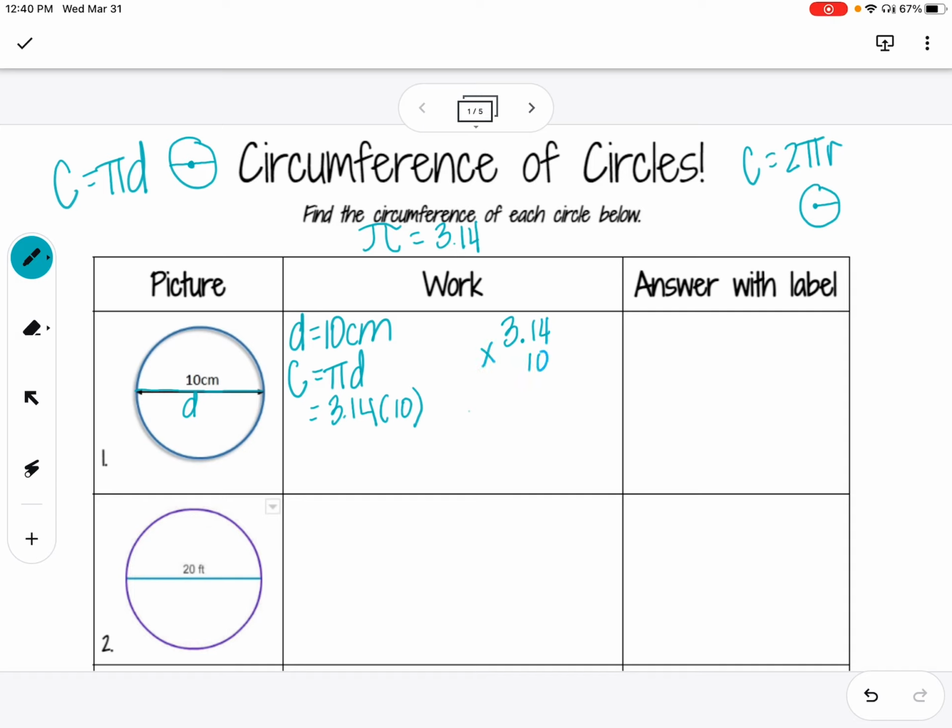And then over here, I'm going to work it out. 3.14 multiplied by 10, that's 0. 1 times 4 is 4. 1 times 1 is 1. And 1 times 3 is 3. And then I have two decimal friends. So I'm going to pick them up and I'm going to take them for a ride. And my answer for circumference is 31.4 centimeters. It's very, very important that you are putting your label on your answer choices. All right, so the answer with the label is 31.4 centimeters.